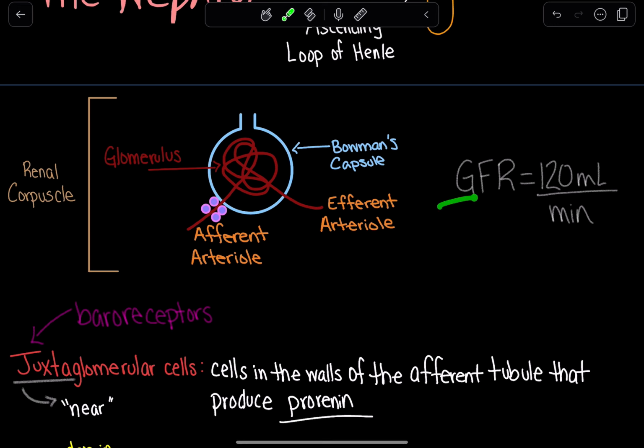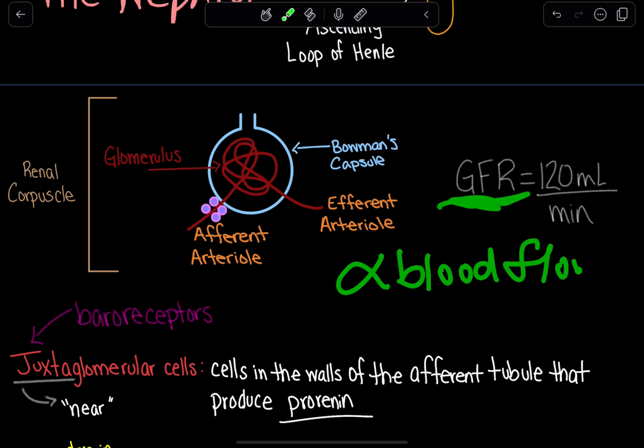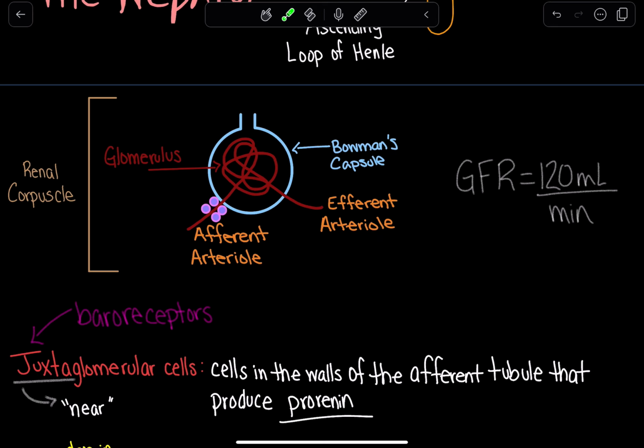Now, the glomerular filtration rate is directly proportional to blood flow in the afferent and efferent arteriole. That means that if blood is moving here fast, your GFR will go up. If you're moving here very slowly, your GFR will go down. Now, if angiotensin 2 stimulates vasoconstriction, my afferent and efferent arteriole will constrict. If they constrict, less blood is able to go through the glomerulus. If less blood is going through the glomerulus, your filtration rate will go down.